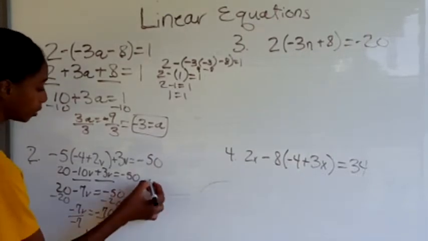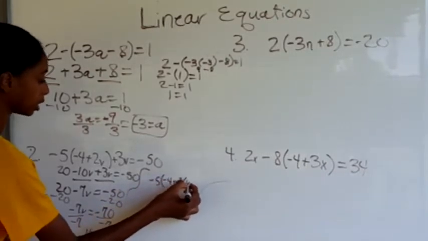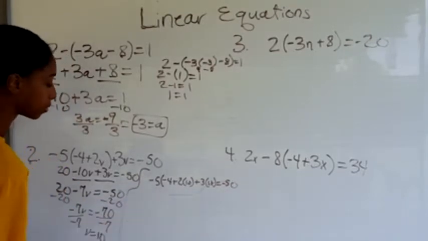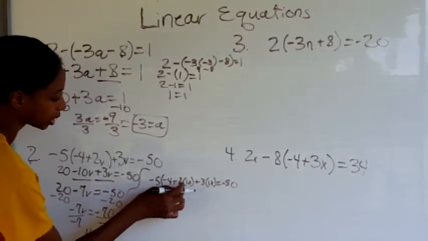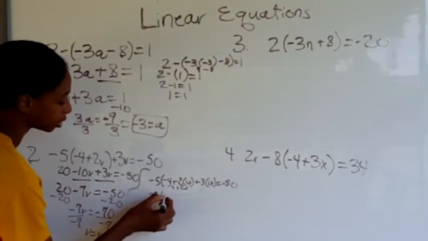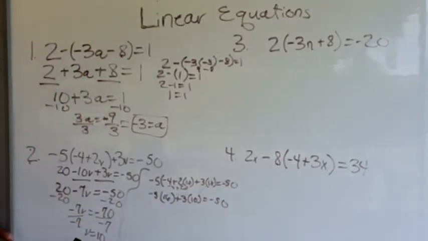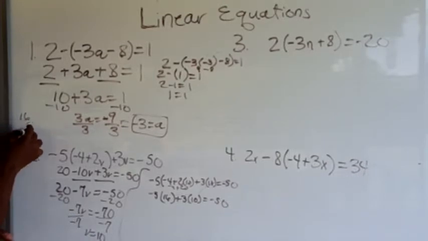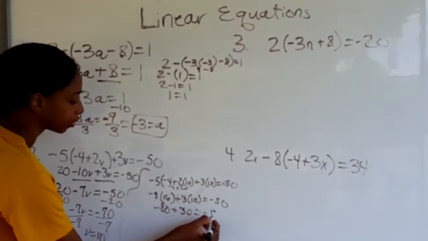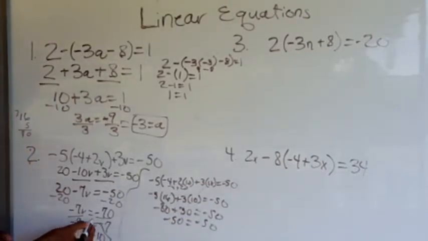So if we plug it in, we get negative 5 times negative 4 plus 2 times 10 plus 3 times 10 equals negative 50. So do our parentheses first. 10 times 2 is 20. And negative 4 plus 20 is going to be positive 16. So 16 times negative 5, I think that's 80. Yeah, it's going to be negative 80 plus 3 times 10, which is 30, equals negative 50. Negative 80 plus 30 is negative 50. So negative 50 equals negative 50. That's a true statement, and v equals 10 is correct.